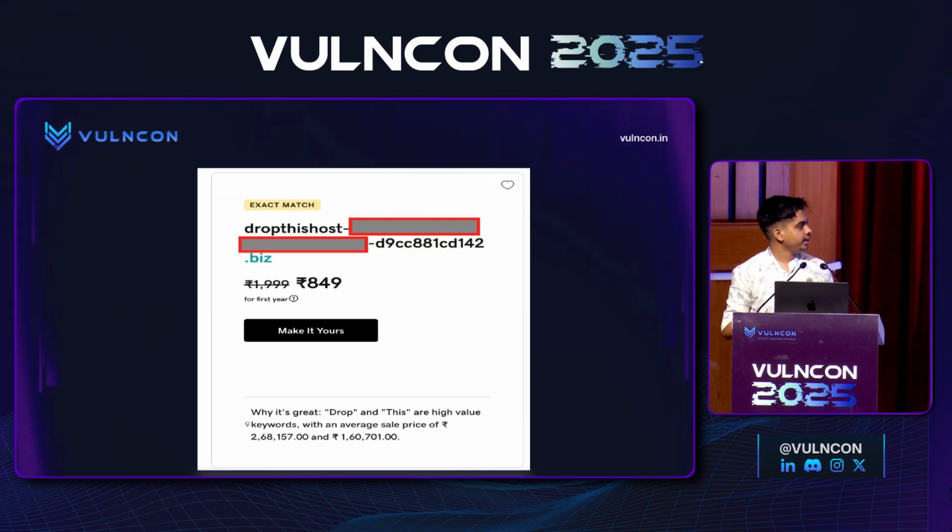Now, the problem here is, if you see this pattern of the name server, it started with the string dropthishost, followed by a random UUID, and then a random string, and then a .biz TLD. Now, this doesn't look like someone would manually assign this name server. It just makes no sense. The UUID is random, the string is random, and then there is this dropthishost prefix on this domain.